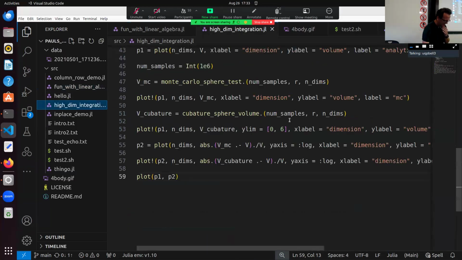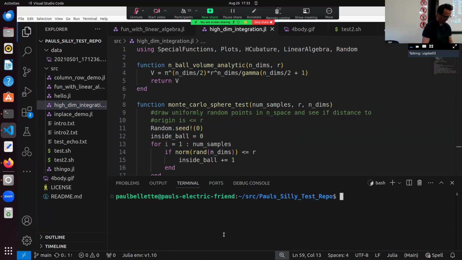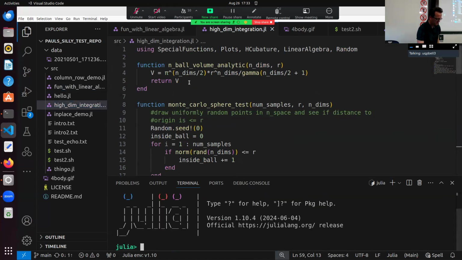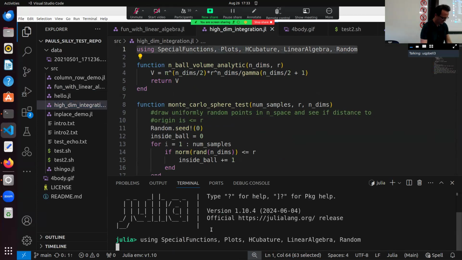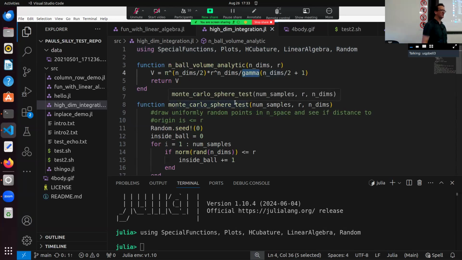I got one here. High dimensional integration. Cool. Sorry, this isn't in the notes. This is just me playing around. We're going to use a bunch of functions. We've got special functions, plots, H cubature, linear algebra, random. We're going to do exactly this case. We're going to do the volume of an n-ball in n dimensions. I don't know what you call that. Is that the right word? That'll do. Another one of these cases of trust me, this is the analytic expression for the volume as you go up in dimensions. If any of you are really excited and motivated, you can go and tell me whether this is correct or not. But it has this funny gamma function thing we were talking about before. Who remembers what that is? Yeah.